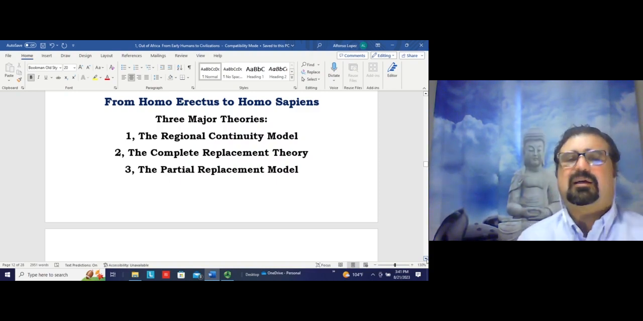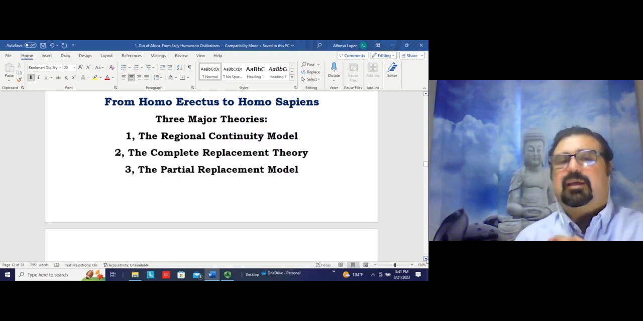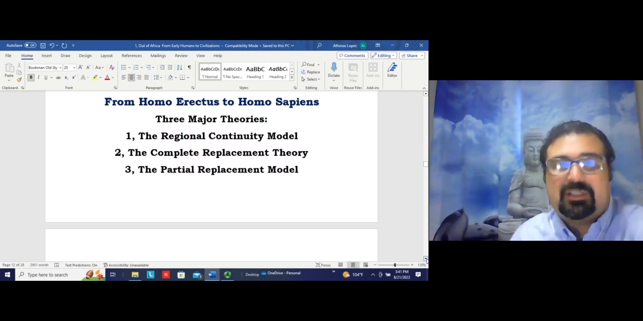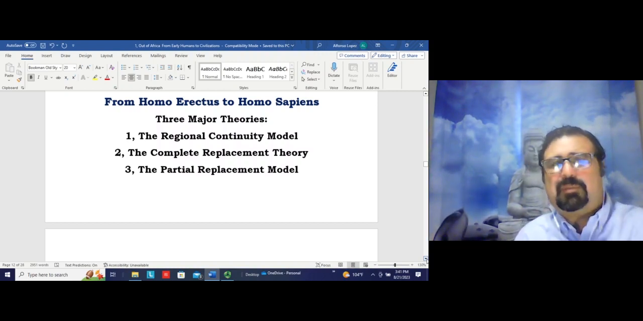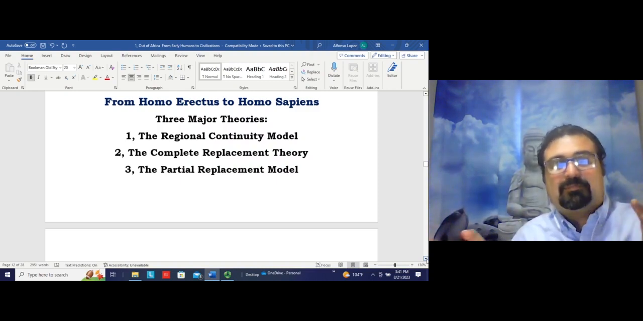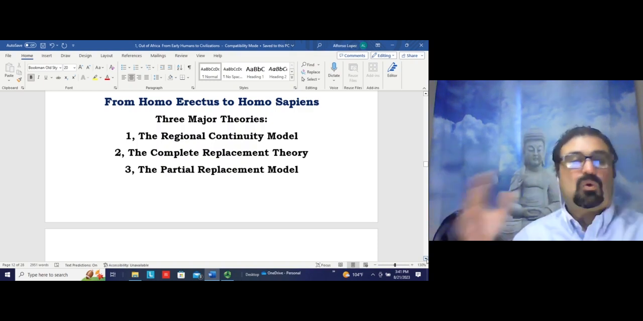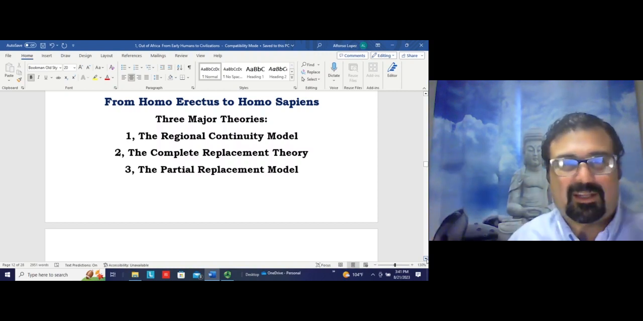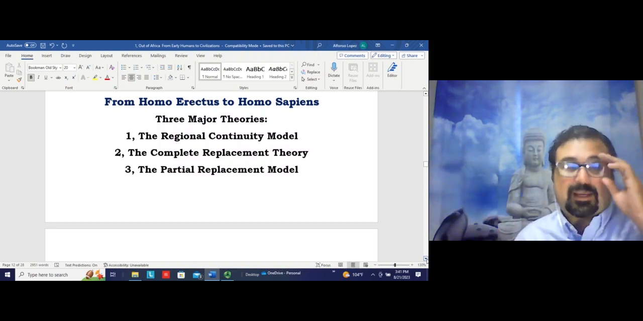The second major theory is called the complete replacement theory. And that is that the Neanderthals became extinct, either because they were overwhelmed by Homo sapiens, or there was a war between them, in which the Neanderthals eventually lost. And so the Homo sapiens ended up replacing completely the Neanderthals altogether. That is the second theory.